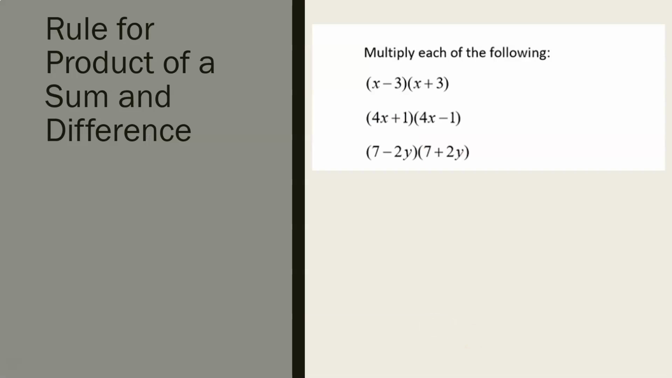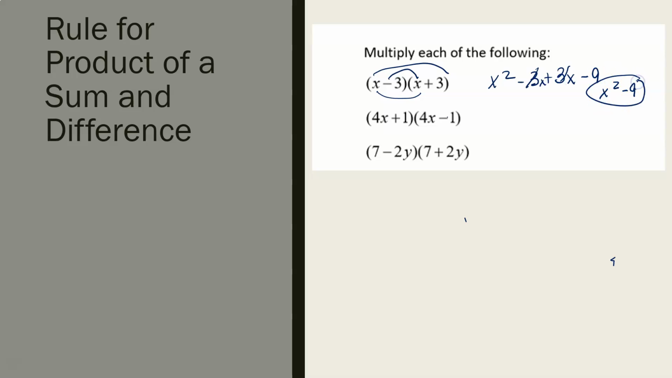So now here's a rule for the product of a sum and a difference. If you're multiplying the quantity of x minus 3 times the quantity of x plus 3, I want you to go ahead and do that the long way. So if we're going to FOIL, I have x squared, inside, outside, last. So when we put that all together, I have x squared minus 9 because these cancel.